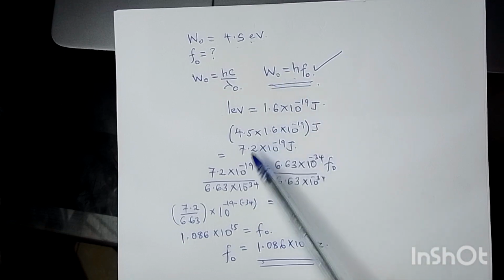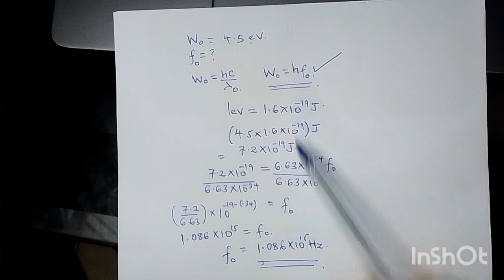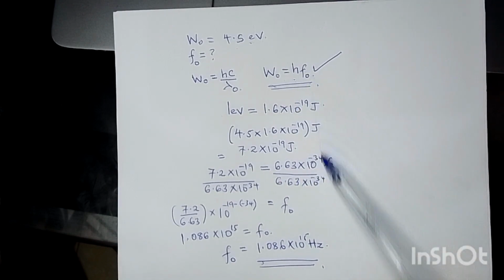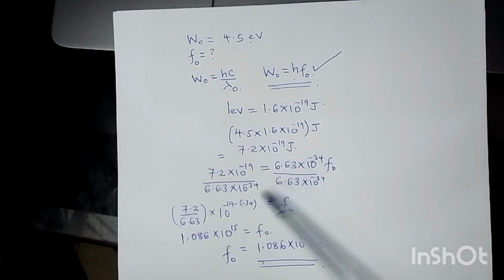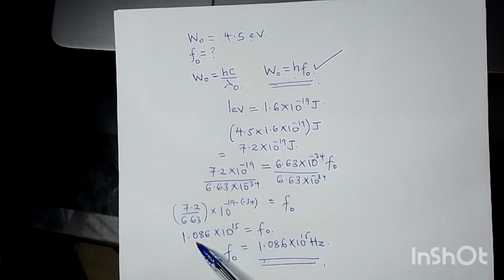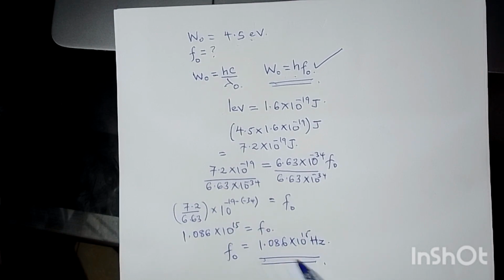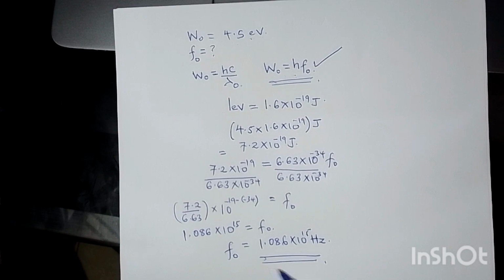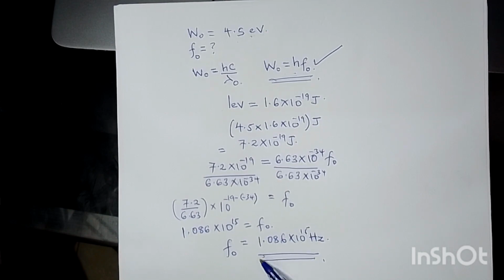So work function, it was this one, equal to Planck's constant, this one, then f naught, this one. I divided both sides by the Planck's constant, as you can see. Then this one yields 1.086 times 10 to the power 15 hertz. So this is the minimum frequency that will cause photo emission to occur from that surface.